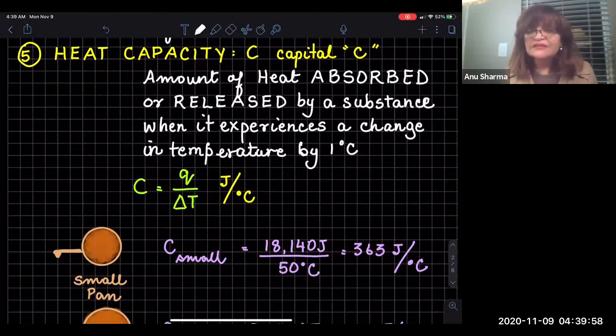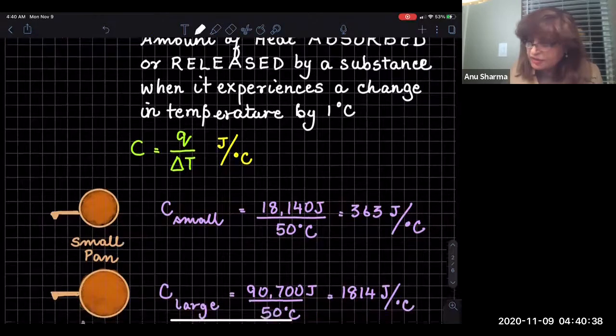Heat capacity depends upon the amount of substance. Imagine you have a glass of water, a pan of water, and water that is in the ocean. Depending upon the amount, the heat capacity differs. So the heat capacity is the amount of heat that is absorbed or released by a substance when it experiences a change in temperature by 1 degree Celsius, and the formula is Q over delta T. Q is the amount of heat, delta T is the change in temperature, and the unit is joules over degree Celsius.